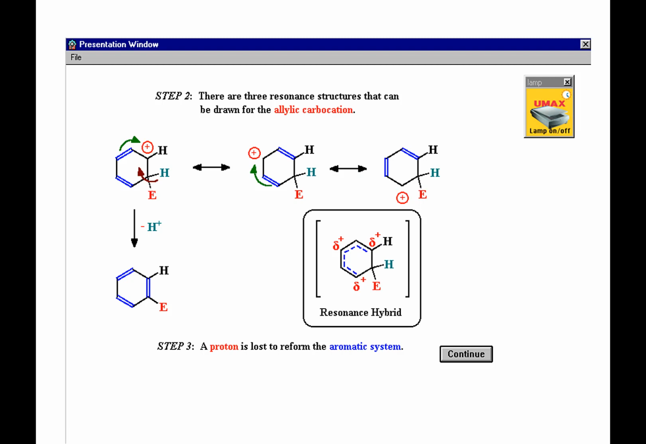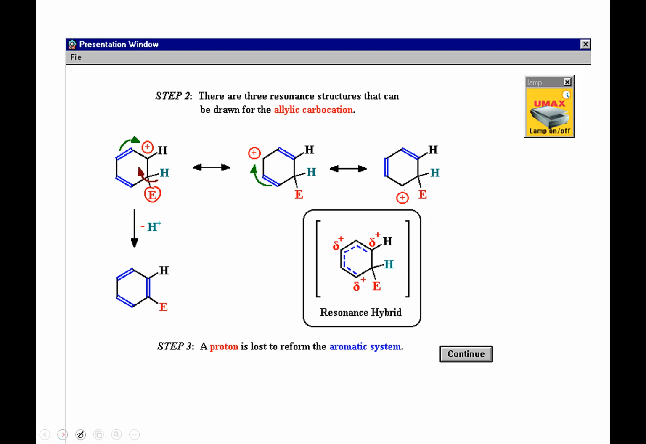And so we added the electrophile here. That put the positive charge there. The positive charge goes there. The positive charge goes there. And so in my resonance hybrid, which this one turns out to be still correct, I've got delta positive charges on those three carbons. And so that's my resonance hybrid. Now what happens is that once I form this carbocation, I'm going to lose the H+.